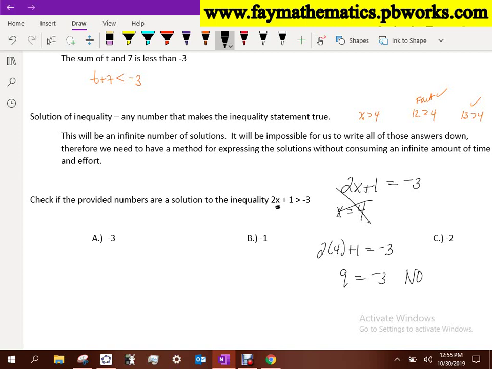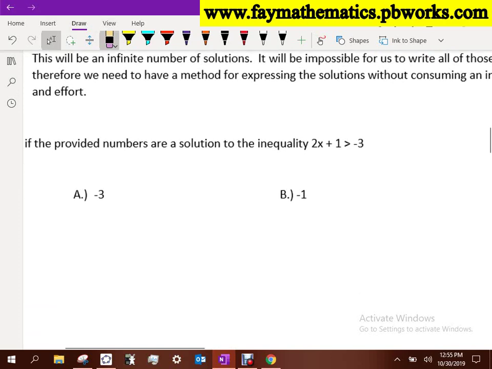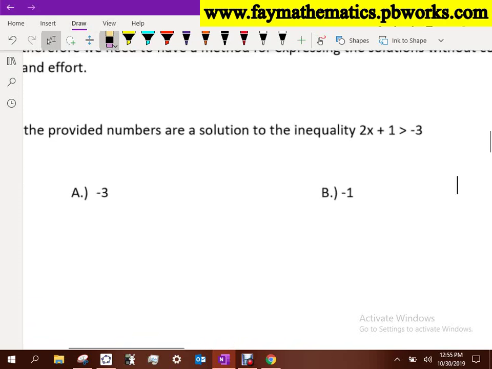The only time that I would get an answer to that equation is when I would get a statement that says negative 3 equals negative 3. Does that make sense? And then that x value that did that would be my solution. So that does not satisfy the equation. Well, now we're going to do the same exact thing, but we're going to deal with inequalities. So right here, as I work with this inequality, it's 2x plus 1 is greater than negative 3.